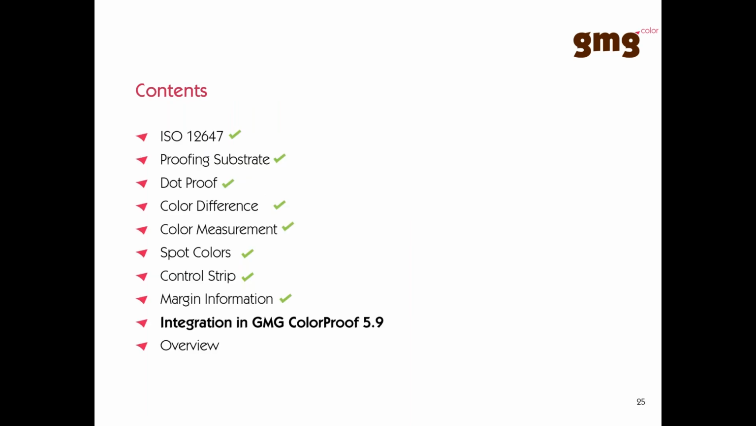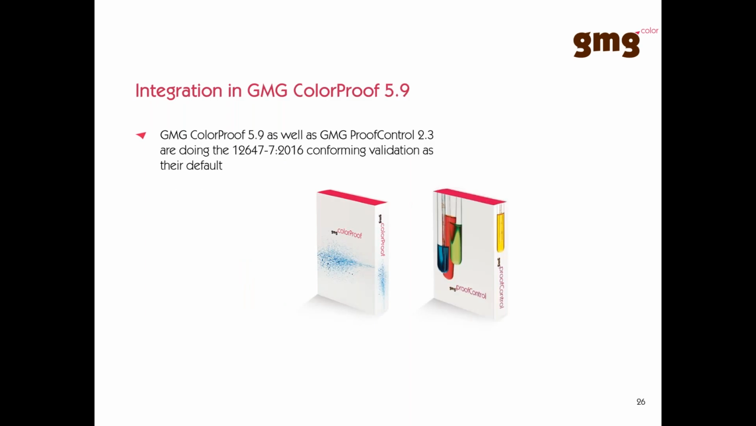So what about the integration in ColorProof 5.9? In ColorProof 5.9 or Proof Control 2.3, we verify the proofs per default with the new criteria. So we recommend the update to the newest versions to ensure that the new criteria is used.